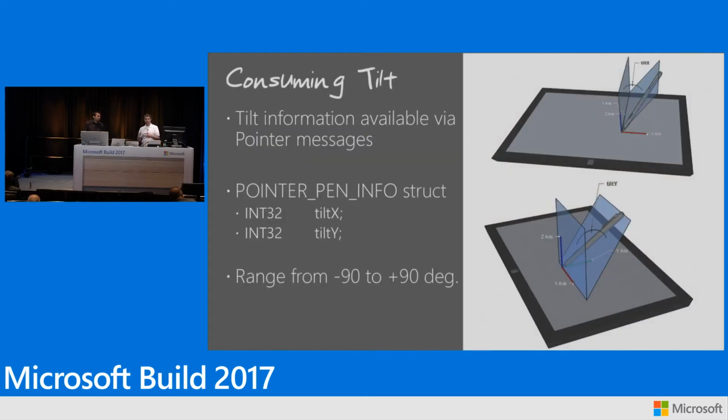Now, some developers have asked, hey, if I want to access tilt information independent of pencil, how do I do that? Well, it's really, really easy to do from your Win32 or your UWP. There's a structure called pointer pen info. You'll get it through your pointer messages, be it WM pointer or pointer point respectively. And you can actually get the tilt X and tilt Y values, the respective angle of the pen against each plane of the screen.